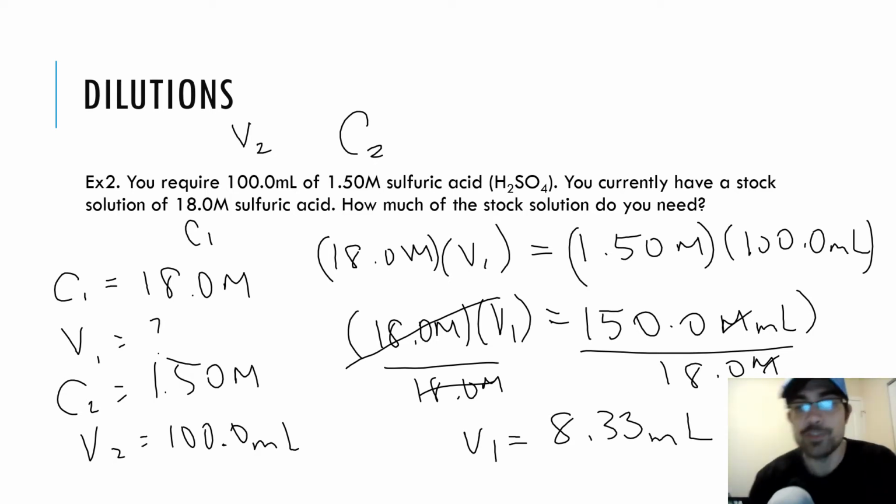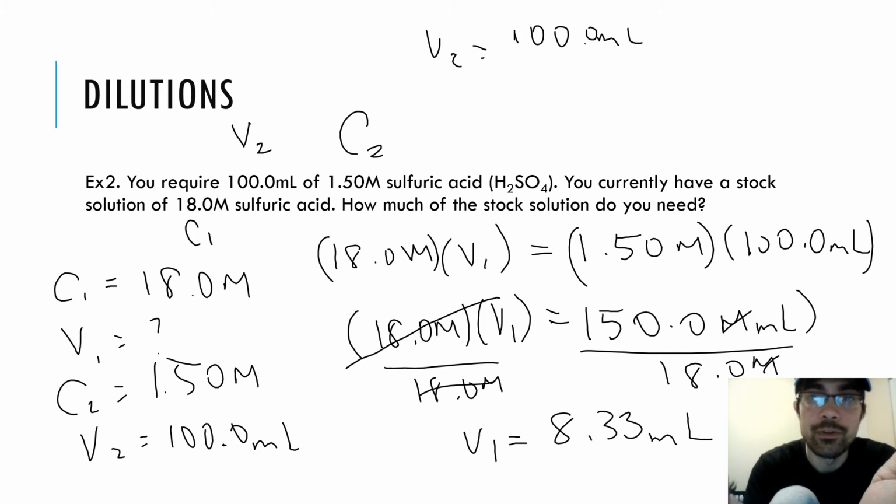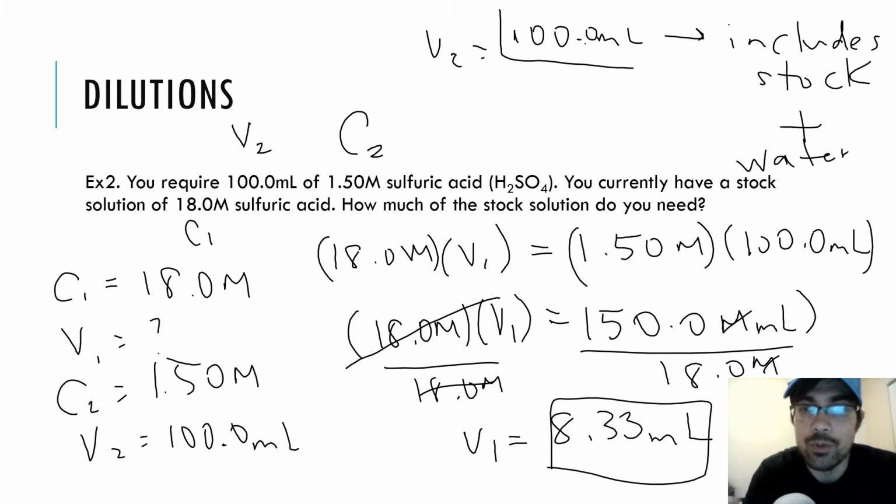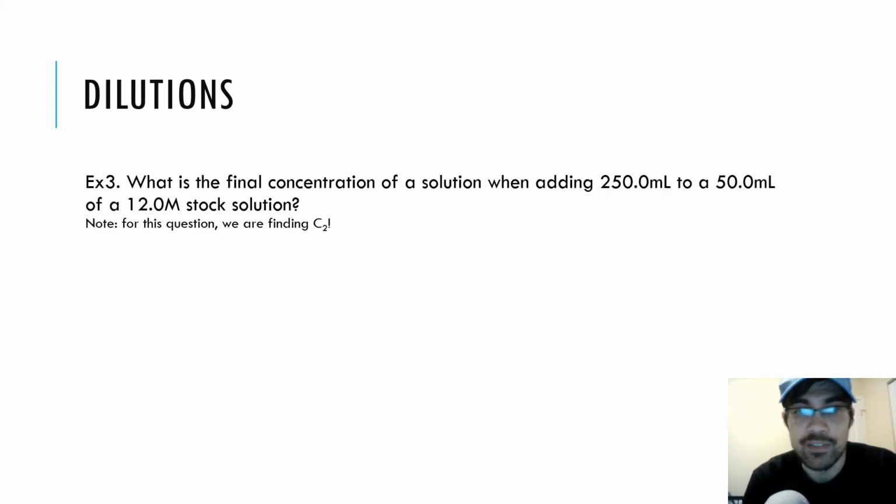Now, some questions might ask how much water you need to add, so that would just be finding the difference. So our total end volume is 100 mL, so V2 is 100 mL. So that includes the stock plus water. So if we wanted to know how much water we had to add, we would just subtract this amount from our total end volume. Okay, this question doesn't do it, so not going to worry about it. So we'll see maybe in the next one it does do that.